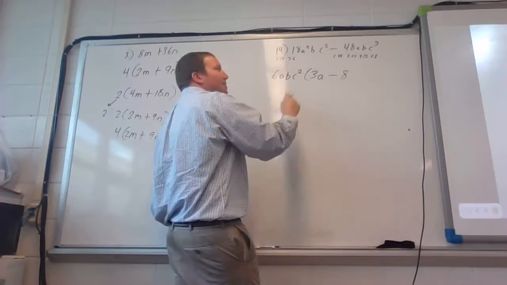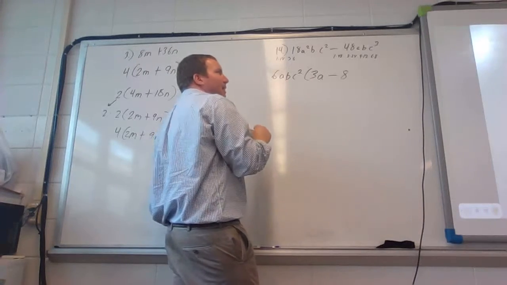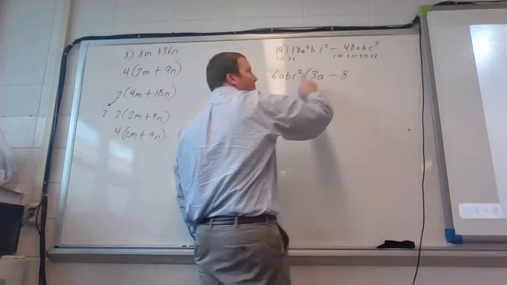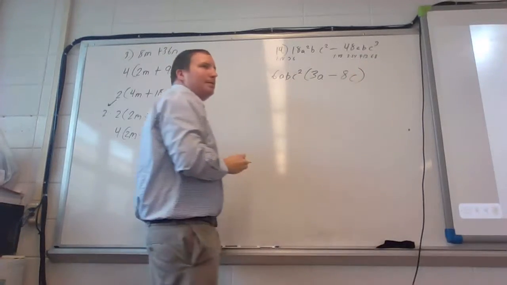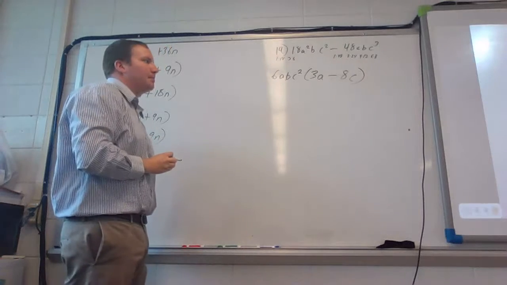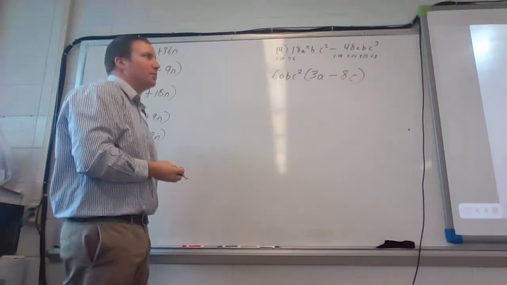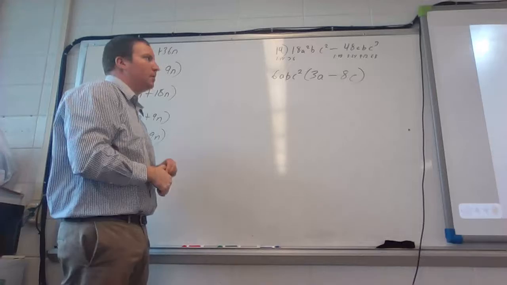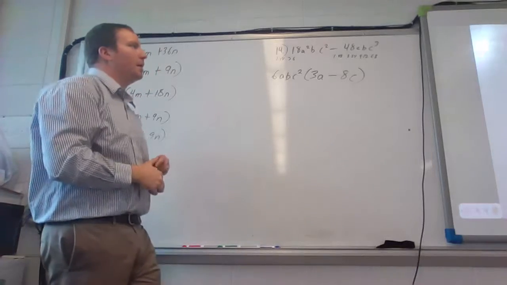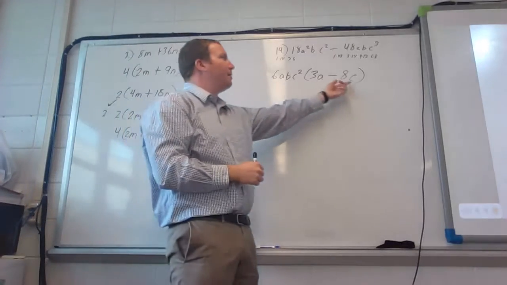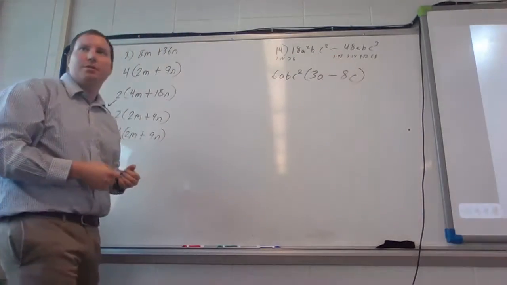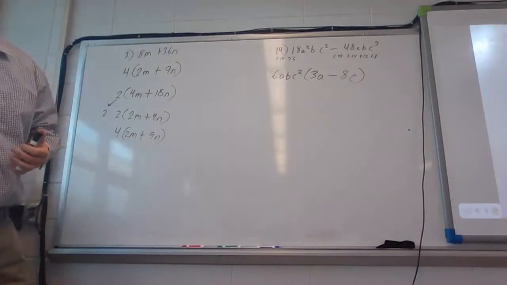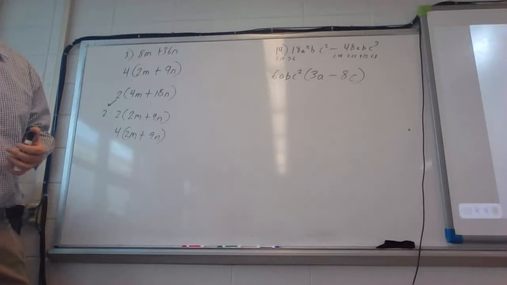A divided by a cancels out. B divided by b cancels out. C cubed divided by c squared leaves us with c. There's our end result. Again, you can always check your work, multiply it right back out. You should end up with the exact same thing that you started with. Okay. Any others on there that you need?